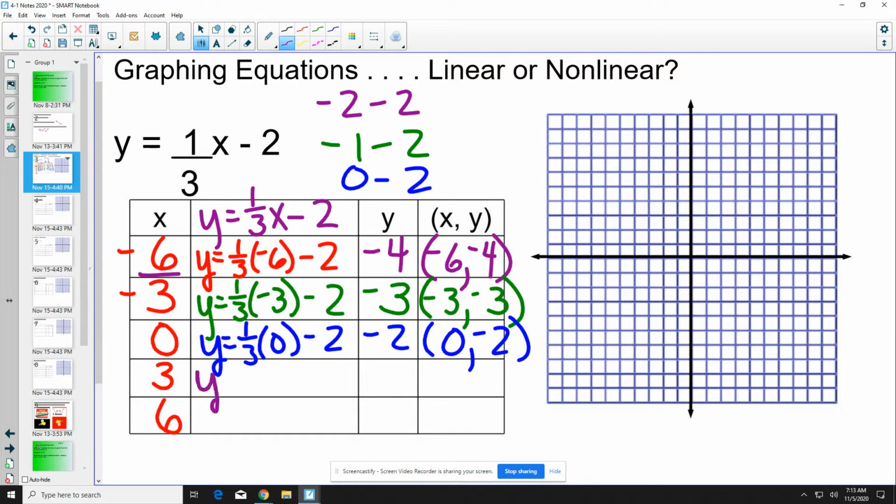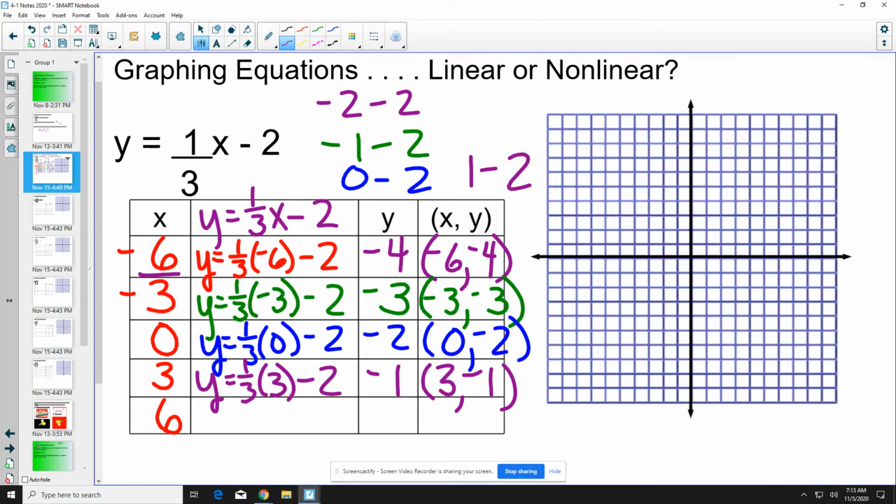So in your table, write this, y equals 1/3 times 3 minus 2. 1/3 of 3 is like taking 3 and dividing by 3. 3 divided by 3 is 1. So I'm going to have a 1 take away 2. 1 minus 2 is -1, right, because they're different. So my x value was 3, my y value was -1.